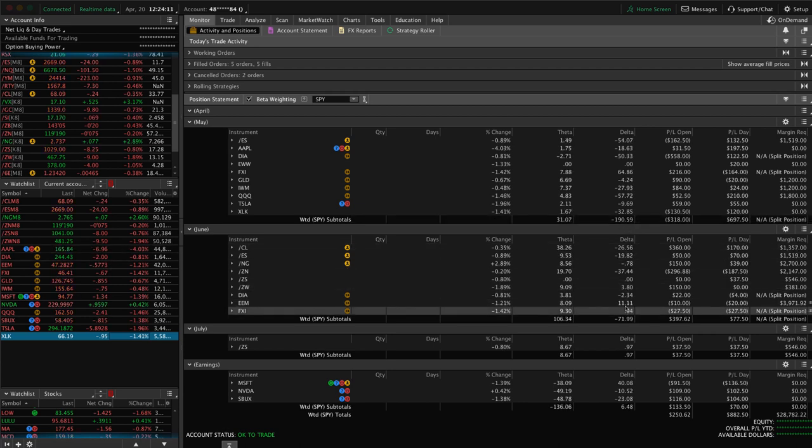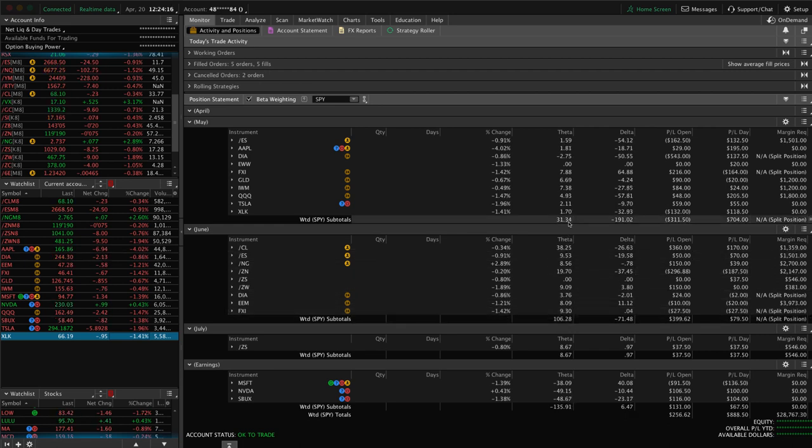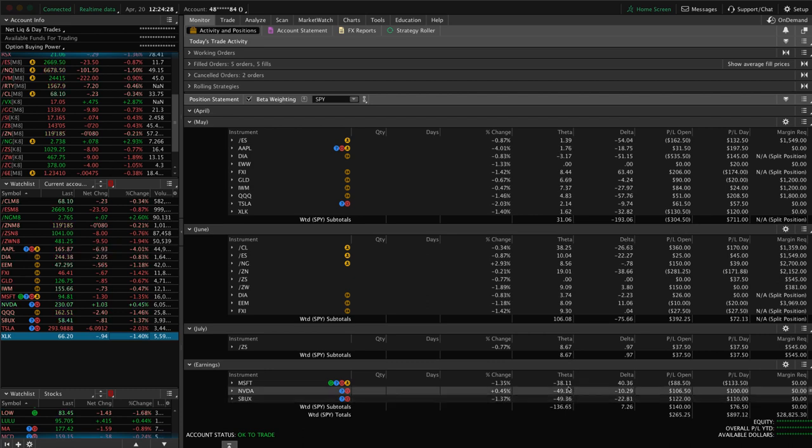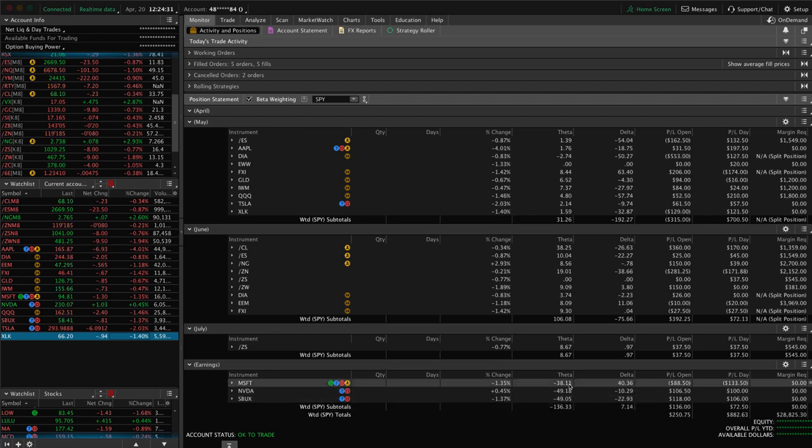And we like to compare that to our theta. So we've got about 137 theta. So the ratio is a little over 1 to 1, almost 2 to 1, and so we're in good shape there. I don't necessarily count the theta of the earnings plays, although if you wanted to take that into consideration, that would cancel out the theta here.